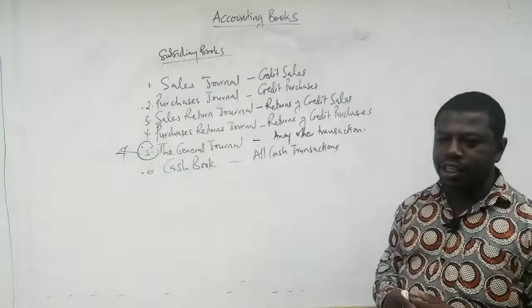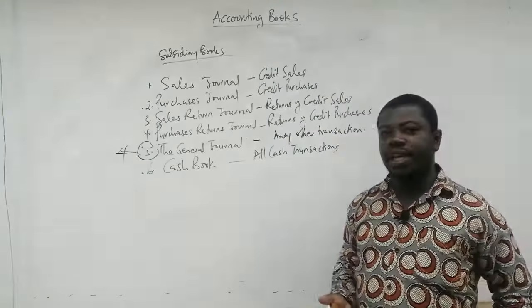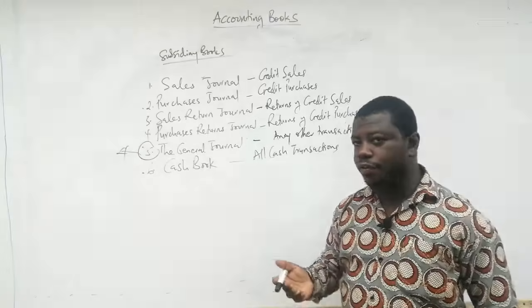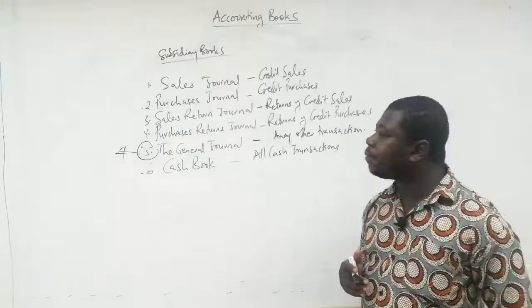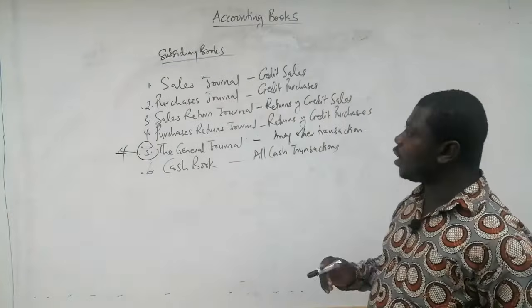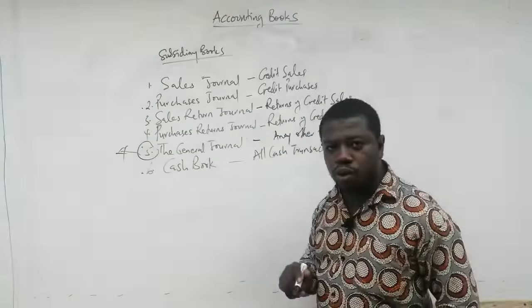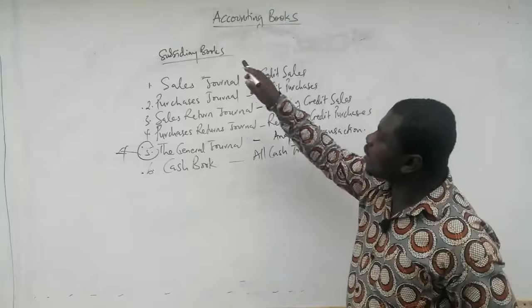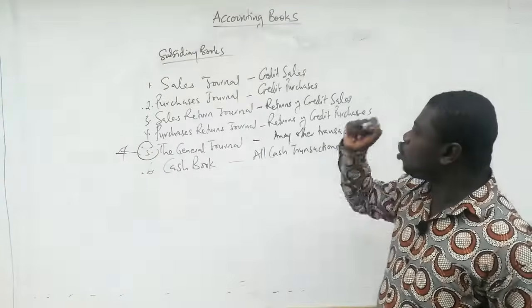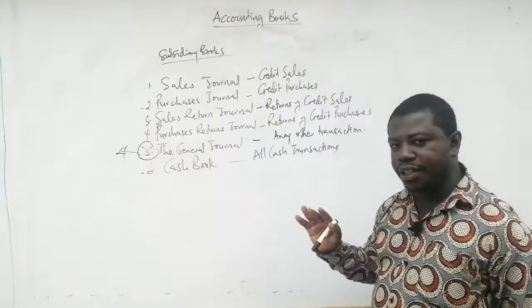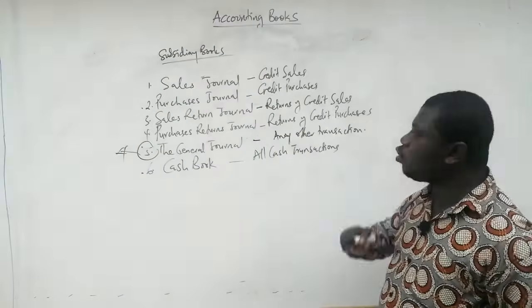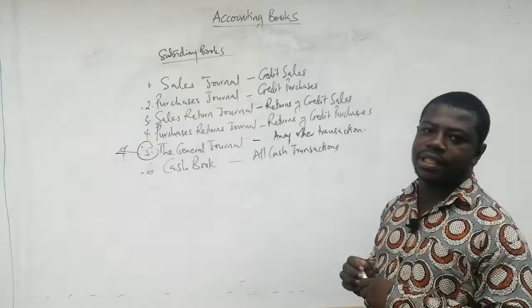So now that we have understood the purpose of each of these books, let us try to attempt defining each of them. So let us assume you have gone to the exam and you are asked to explain or define any of these. So we begin from the sales journal. To define the sales journal, we are saying that it is a subsidiary book. And so you will say that the sales journal is a subsidiary book of account that is used to record credit sales. Perfect. The purchases journal is a subsidiary book of account that is used to record credit purchases.